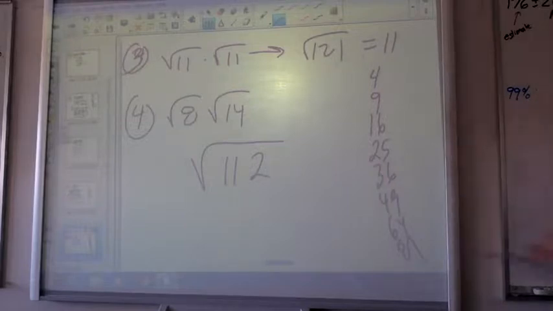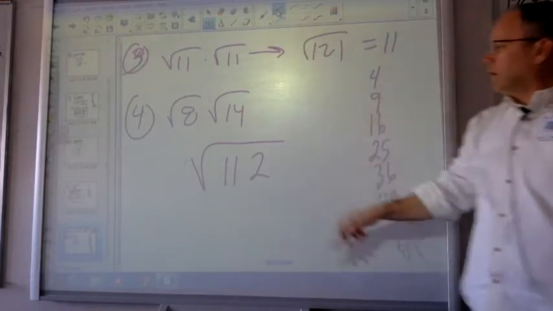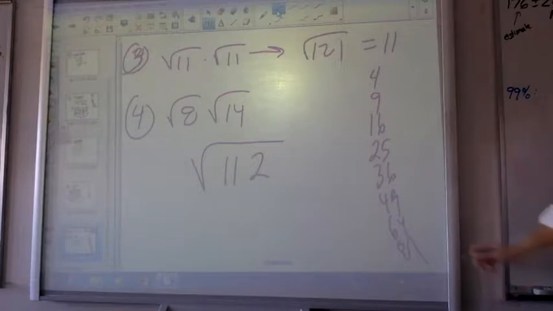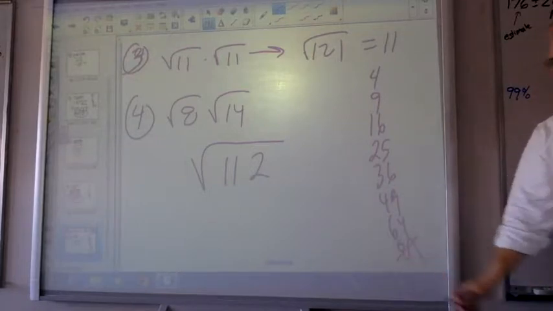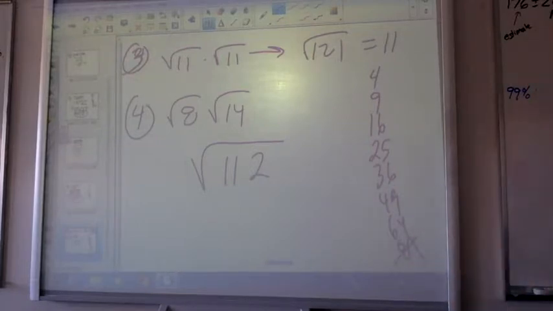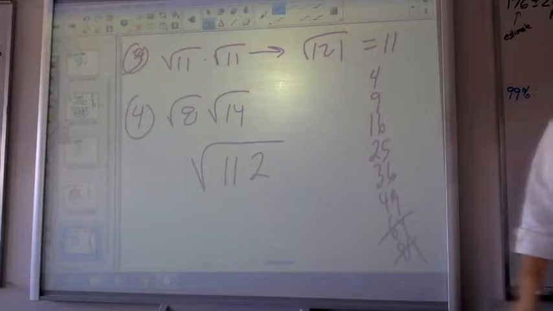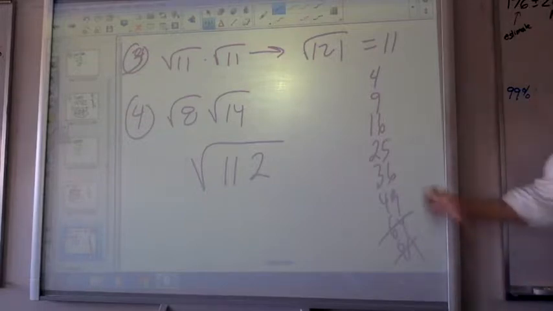Quick question. Will 81 go into 112? Does 81 times a number give me 112? No. 64 times 2 is 128, so that's not going to work. 49 times 2 is not big enough. 49 times 3 is too big. What about 112 divided by 36? Does that work? How many times?